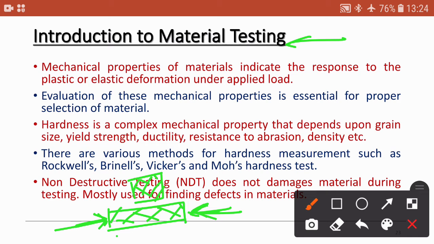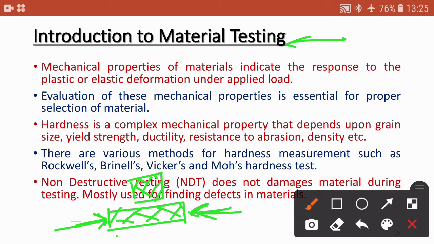Another method is non-destructive type of technique. In non-destructive type of techniques we are not adding loads, or we are virtually adding loads, or we are testing material in such a way that loads are applied but material will not be damaged or will not fail. And the mechanical and physical properties of material will not change after testing also. So this is non-destructive type of testing. So basically material testing is classified as non-destructive type of testing and destructive type of testing.